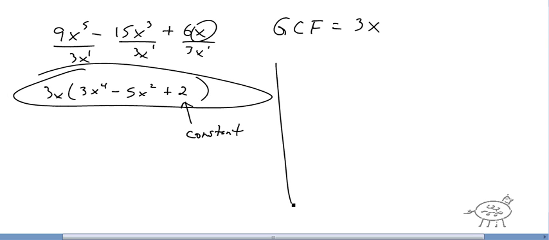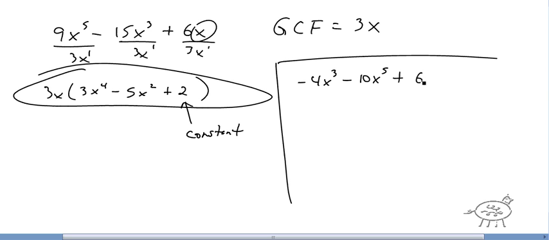So that is your final answer. All right, so let's just do another example right over here. Let's see. Negative 4x to the third minus 10x to the fifth plus 6x squared. So this is a little more complicated because we have numbers and variables. But the first thing you do, remember, put it in descending order. I cannot stress it enough. It's got to be in descending order. So it's going to be negative 10x to the fifth minus 4x cubed plus 6x squared. It's got to be in descending order.